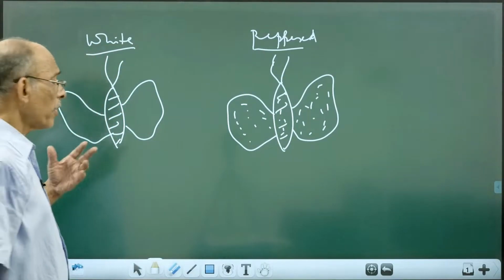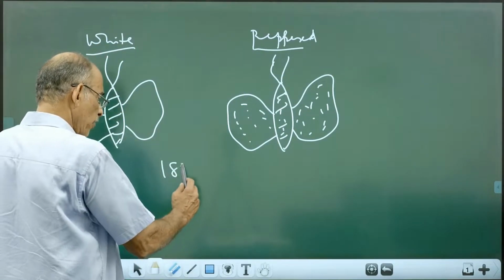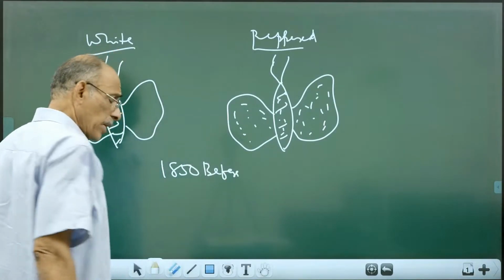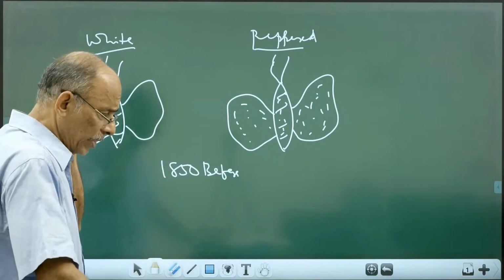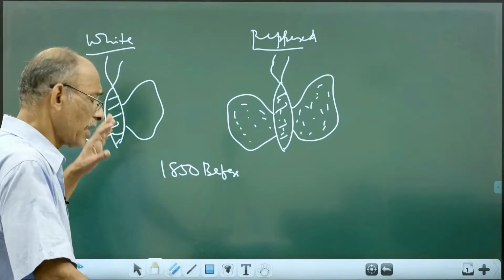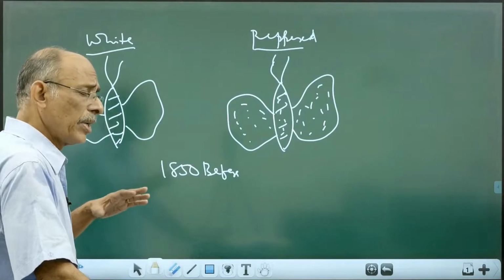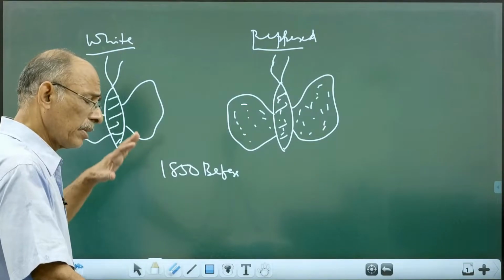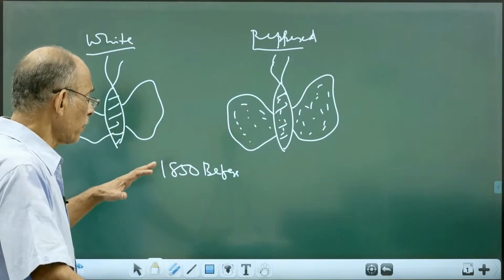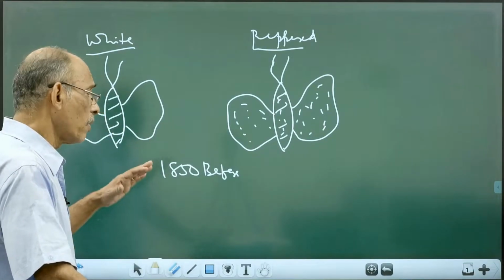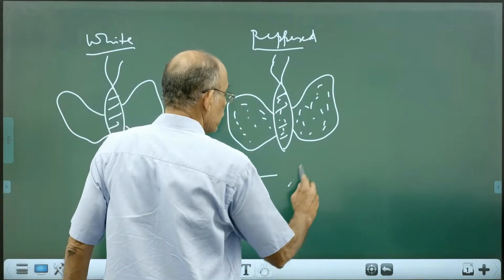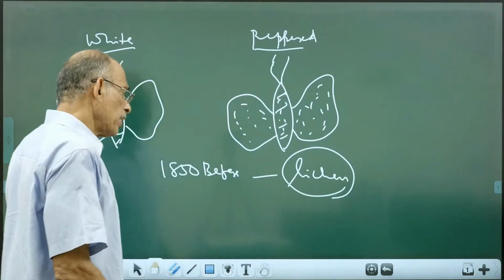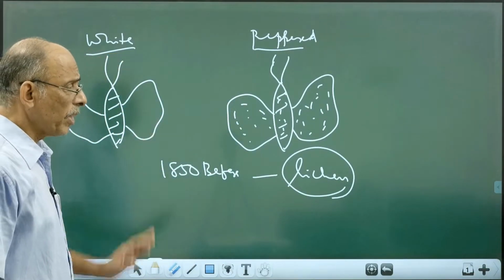Now, before the Industrial Revolution, that means before the 1850s, in Britain almost all the surfaces of buildings and plants, trees, etc., were almost white in color, especially the coverings of trees. The bark of trees was almost white or off-white in color due to the presence of some lichens.